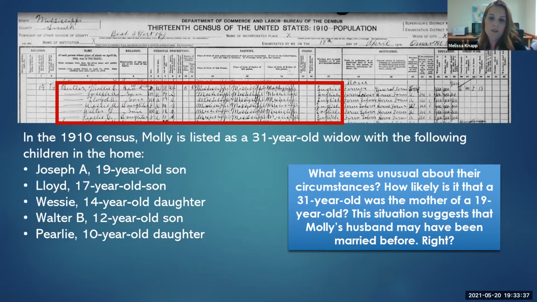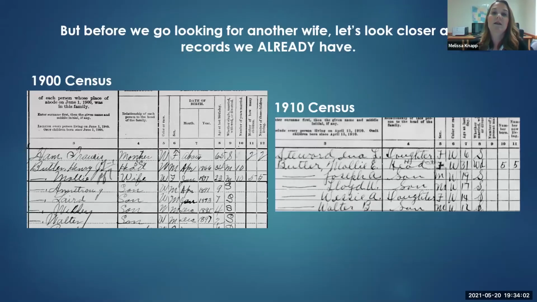So what seems unusual about their circumstances? How likely is it that a 31-year-old mother would have a 19-year-old son? This situation suggests that Molly's husband may have been married before her. He may have had another spouse, right? And I think it's really good to think in terms like that because we want to be aware that that was a possibility. However, before we go looking for another wife, let's look closer at the records we already have.